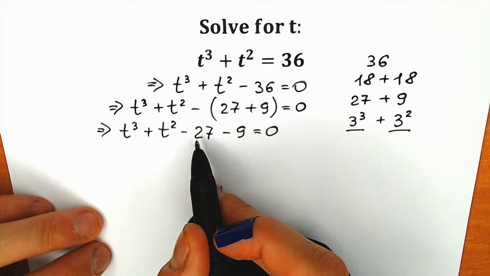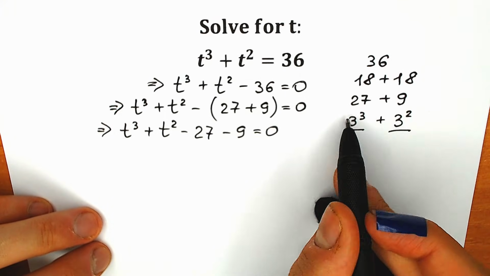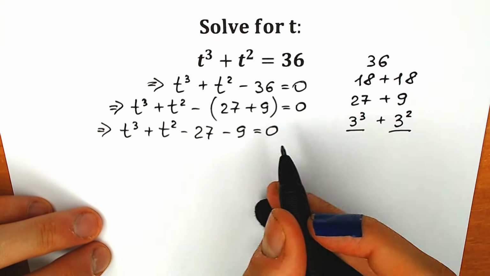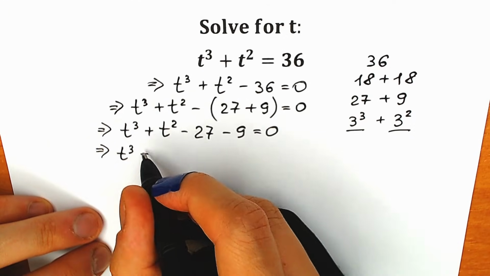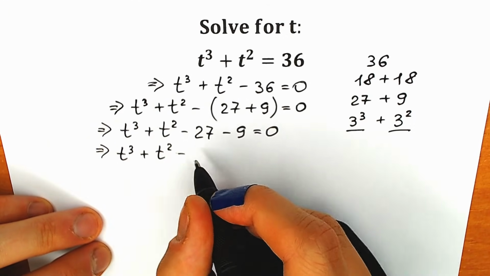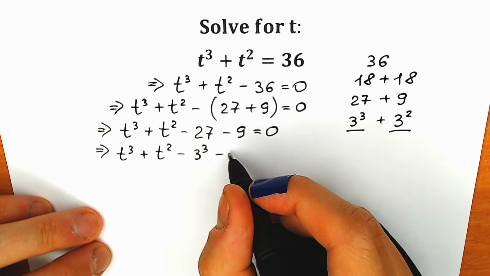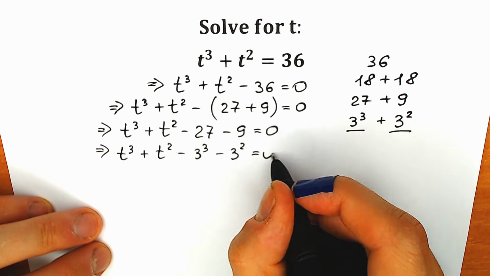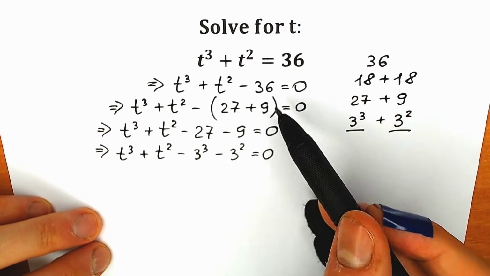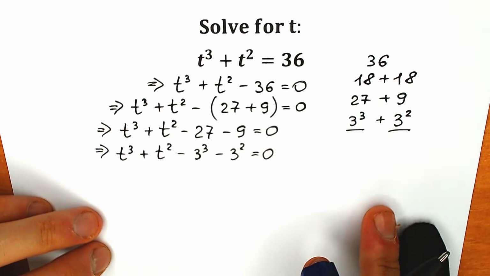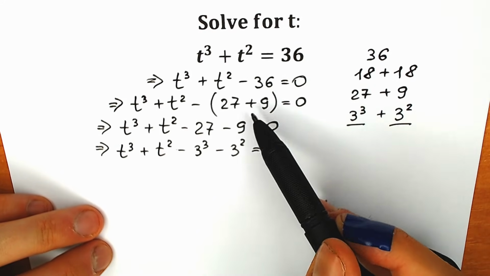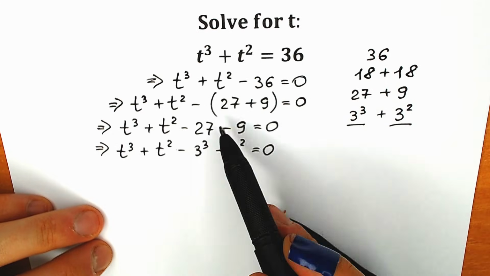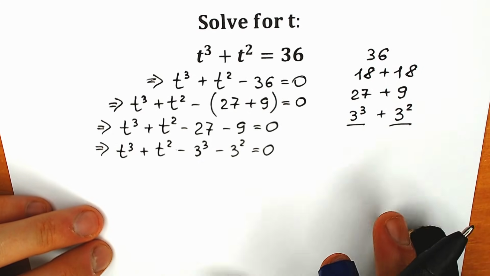And as I said before, instead of 27, we're going to choose this option, 3 cubed, and instead of 9, we write 3 squared. So we have t cubed plus t squared minus 3 cubed and minus 3 squared. So I really hope you understand. Of course, we can easily write it in only one line, but maybe a lot of students are here, so I just want to solve this step by step. Instead of 36, we write 27 plus 9. Instead of 27 plus 9, we write 3 cubed plus 3 squared.